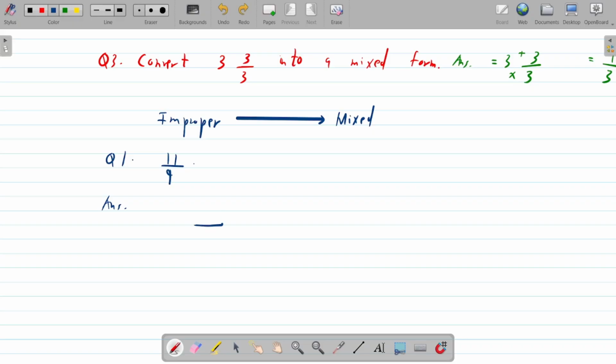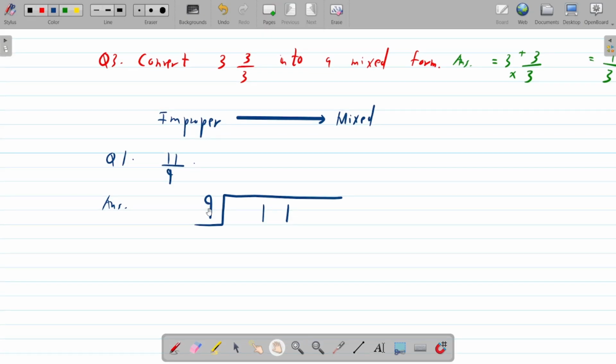Firstly, let me write a bit bigger. Firstly, we have to do long division. So the numerator comes inside the division box. So we have 11 here. And the denominator is outside. So 9 is here. Is that step clear? Okay. Now we have to first multiply the 9 with a number that's less than the 11. So 9 times 1 is the only option we have because 9 times 2 would be bigger than 11. So we write 9 times 1, that's 9, and when we subtract, we get 2 as the remainder. Is that step clear?